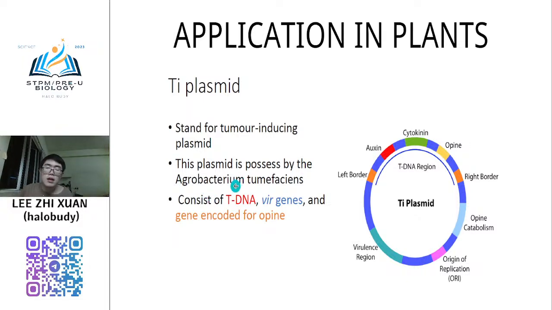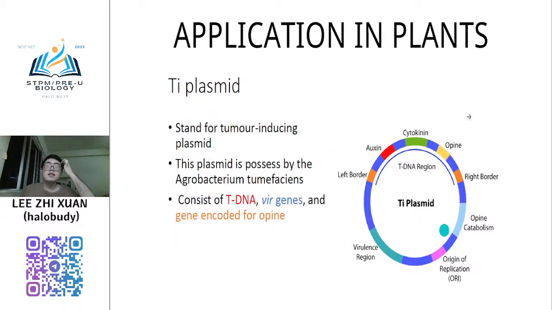You need to memorize. In human, the insulin that I always say is E. coli, right? E. coli. Saya cakap E. coli. But in plant, not E. coli. In plant, the bacteria used is Agrobacterium tumefaciens. We use this bacteria as the host cell, and then the plasmid is the Ti plasmid.